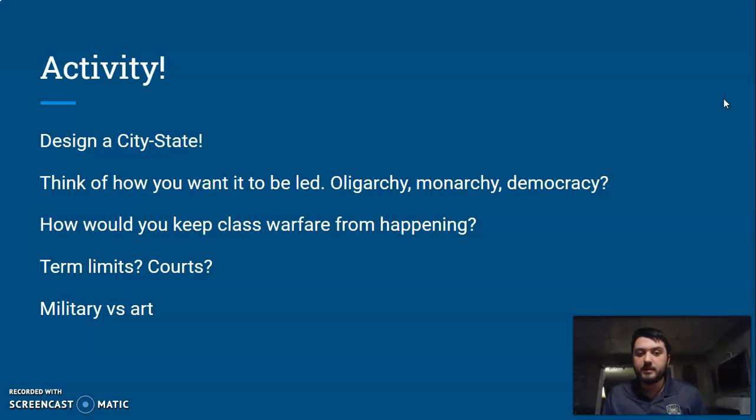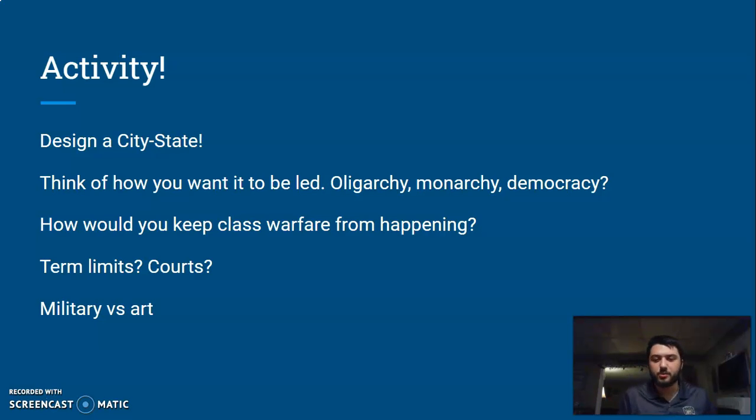So our activity is going to be designing a city-state. Think about how you would want it to be led. Do you have it be a democracy where everyone gets to vote? Well, what if there's a leader that comes in and sways everyone to make poor decisions? Socrates was executed because of the democracy, and a lot of people critiqued it. Do you do an oligarchy where just a few people have power? Are there term limits? Think about that.